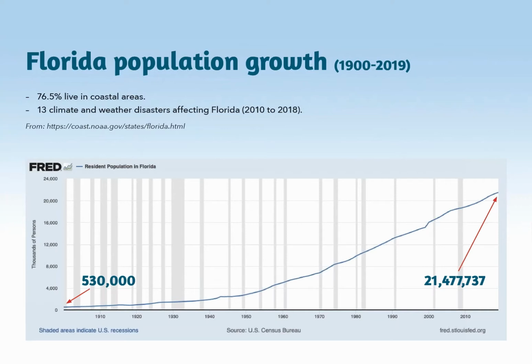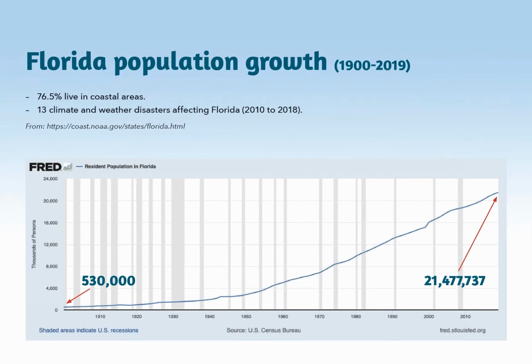This is a slide about population growth in Florida from 1900 to 2019. And you can see the number here. In 1900, there were 530,000 people in the state. And as of 2019, we had over 21 million. And we're growing at 900 to 1,000 people a day in Florida. I think, in my opinion, we've kind of reached critical mass already with the number of people here, but people are not going to stop moving here.